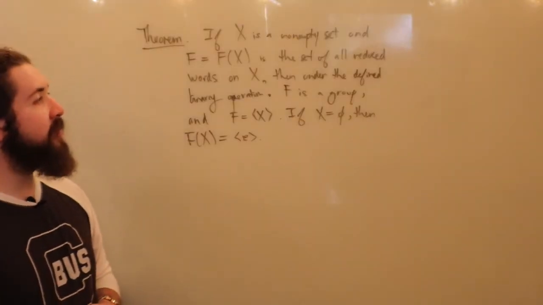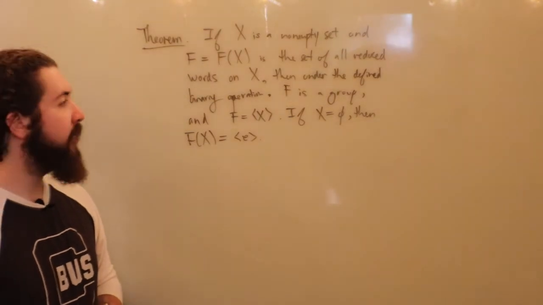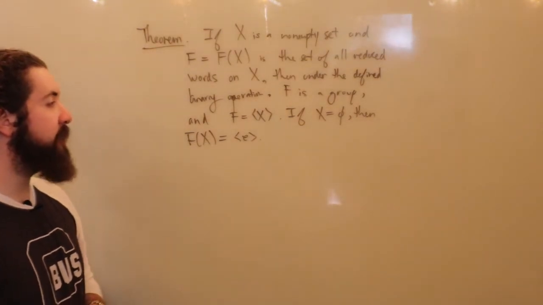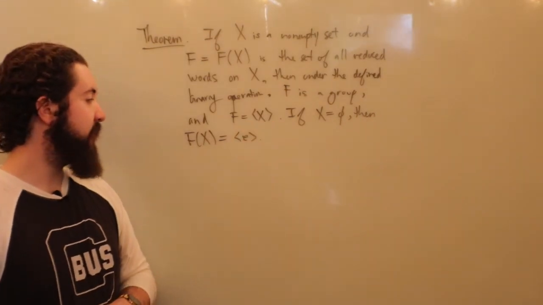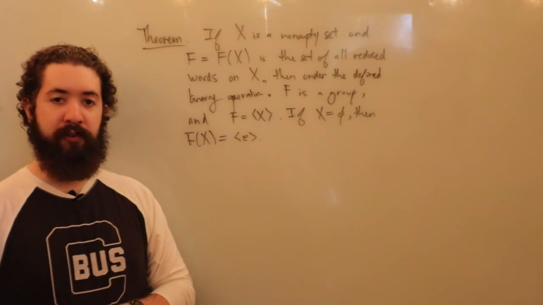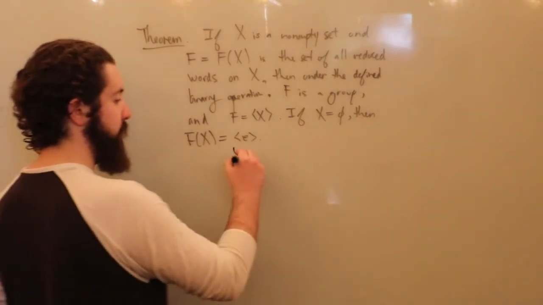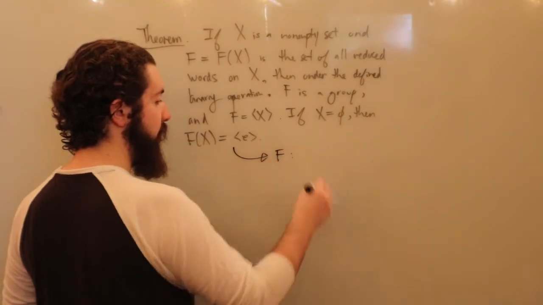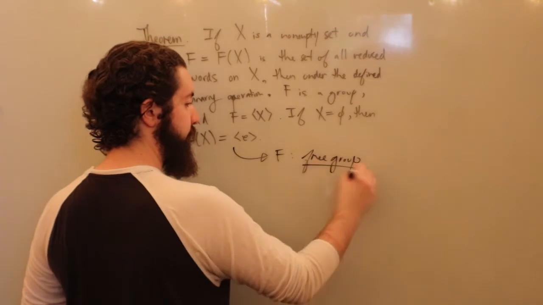If X is a non-empty set and F(X) is the set of all reduced words on X, then under the defined operation, F is a group and F is generated by X. If X is the empty set, then F(X) is the trivial group. And this group F we call the free group on the set X.